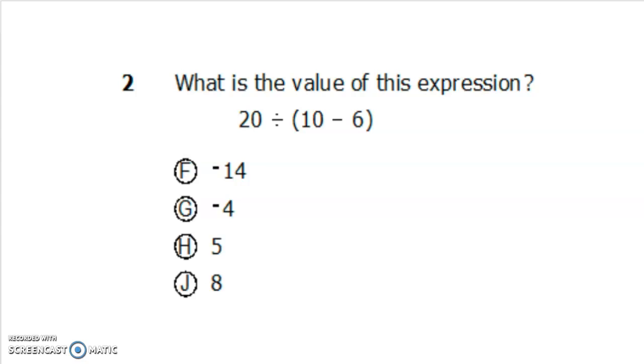Number 2. What is the value of this expression? 20 divided by 10 minus 6. F. Negative 14. G. Negative 4. H. 5. J. 8.